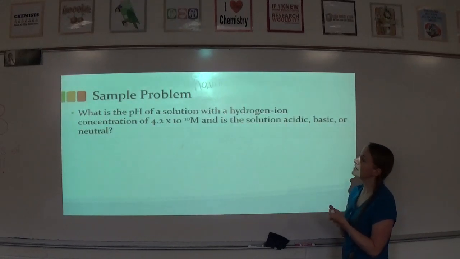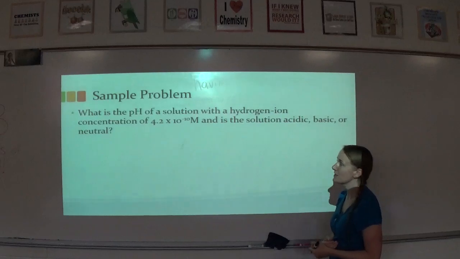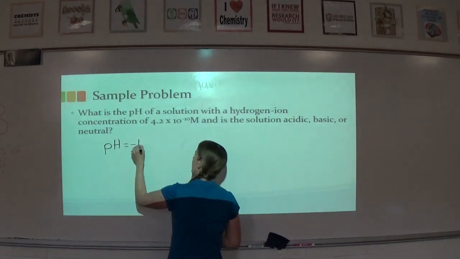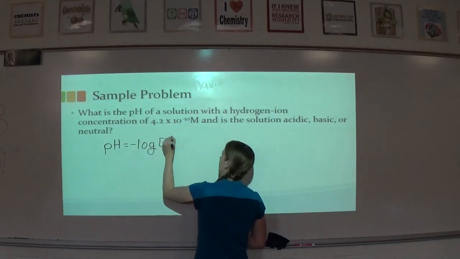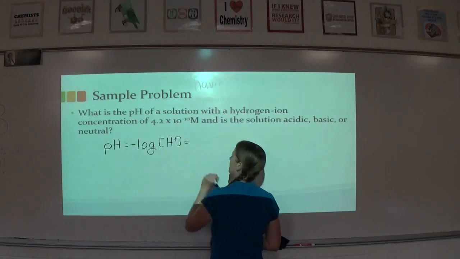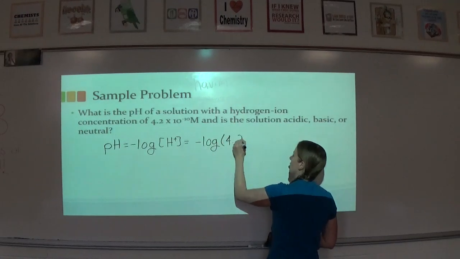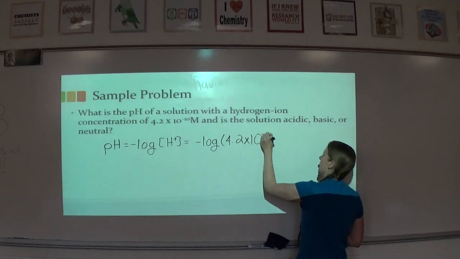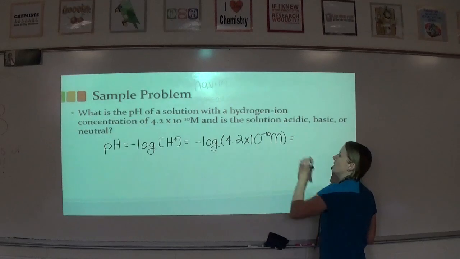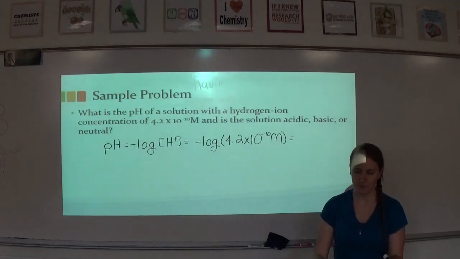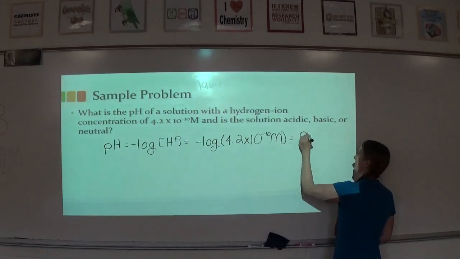It says, what is the pH of a solution with a hydrogen ion concentration of 4.2 times 10 to the negative 10 molar, and is it acidic, basic, or neutral? Okay, so we know pH equals negative log of H+, so I just plug into that formula. Negative log of 4.2 times 10 to the negative 10. And when I plug in, I got 9.38.